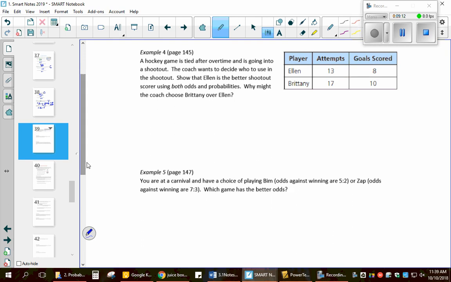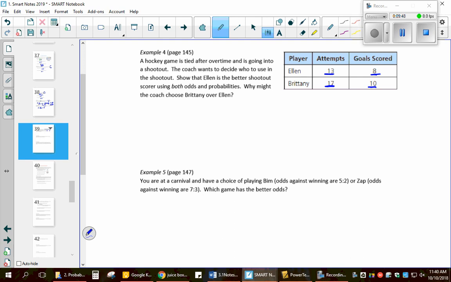All right, a hockey game is tied after overtime and is going into a shootout. The coach wants to decide who to use in the shootout. Show that Ellen is the better shootout scorer using both odds and probabilities. Why might the coach choose Brittany over Ellen? All right, so Ellen has attempted 13 times. She scored 8 times. Brittany's taken 17 shots and scored 10 times. So we want to figure out probability. We'll do that first. Which one had a better probability? Well, this is favorable, right? Getting a goal is favorable here.